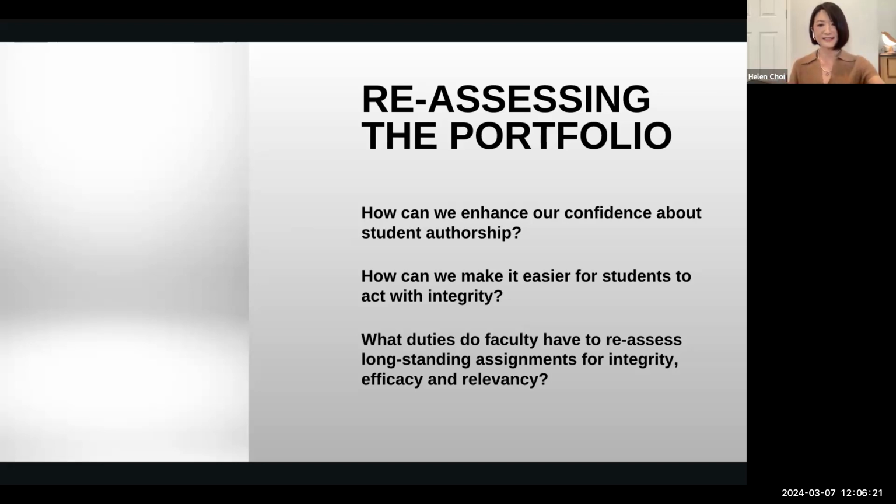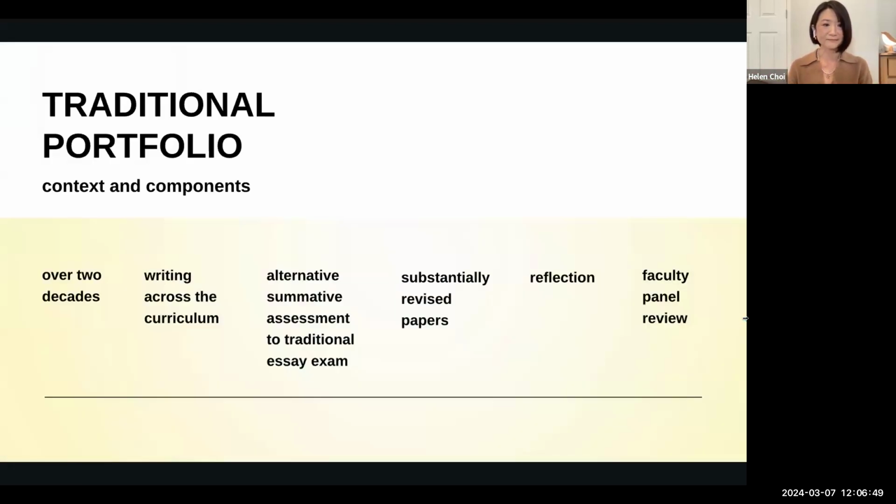So I wanted to think about, one, how can I enhance our confidence in student authorship? How can I make it easier for my students and for me to act with greater integrity? And also think more broadly about what duties I have as an instructor to consider the quality and efficacy of the assignments in my class.